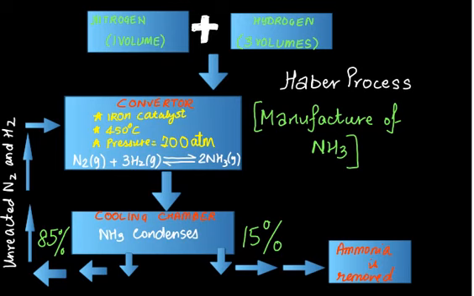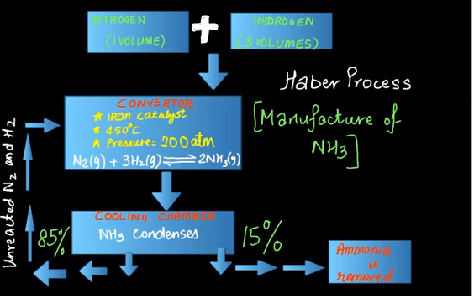I shall explain to you in depth why 450 degrees Celsius and 200 atm pressure is taken for manufacture of ammonia. Remember, it's a reversible process, so there are a lot of things going to affect the equilibrium. So please do watch my video when I'm explaining the reasons why 450 degrees Celsius and 200 atm pressure is selected. Okay, then three gases remain because only 15% of the gases get converted to ammonia.